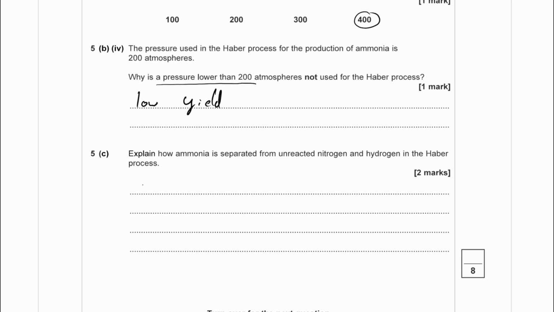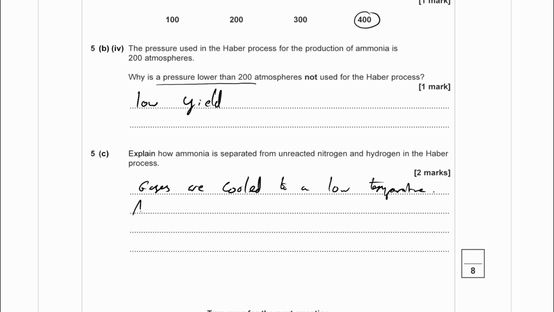Now, what happens in the Haber process? You should have studied this. If not, then have a look at my video on the Haber process. The gases are cooled, right? There's a cooler which cools the gases. And I'm just going to say to a low temperature, just so we're clear.